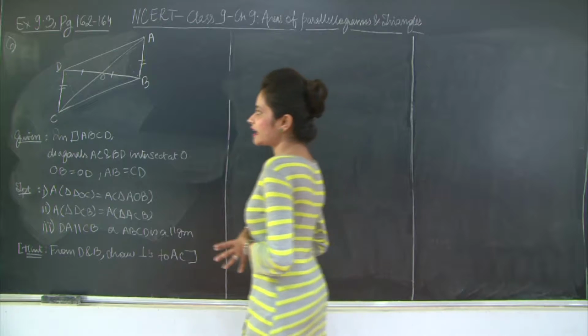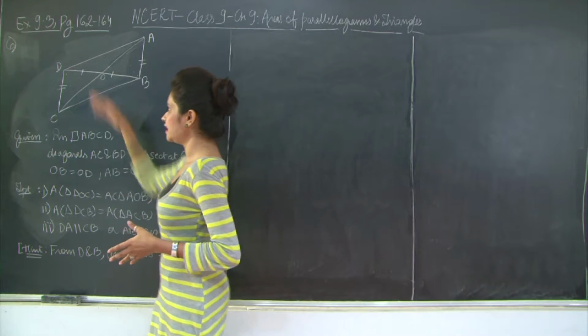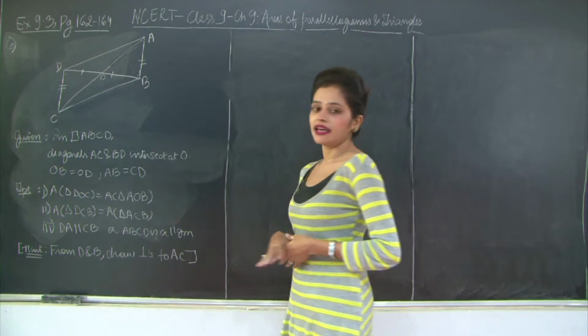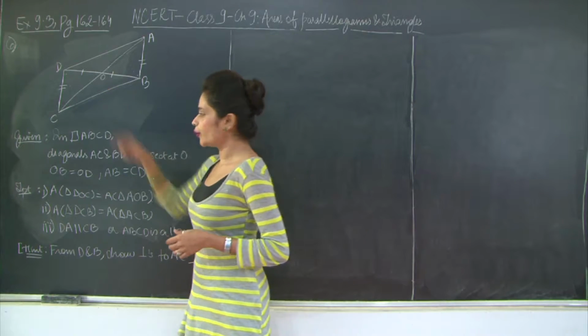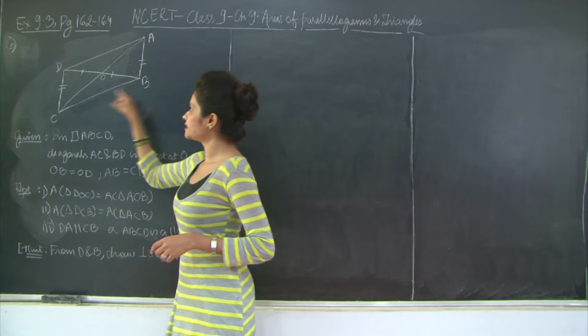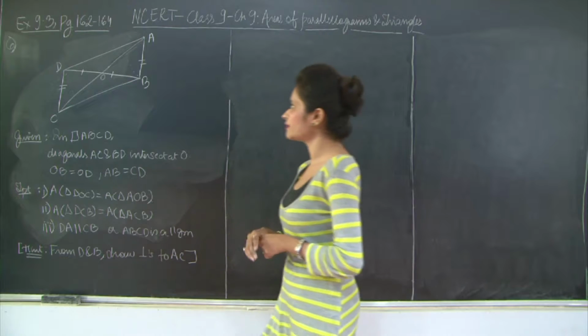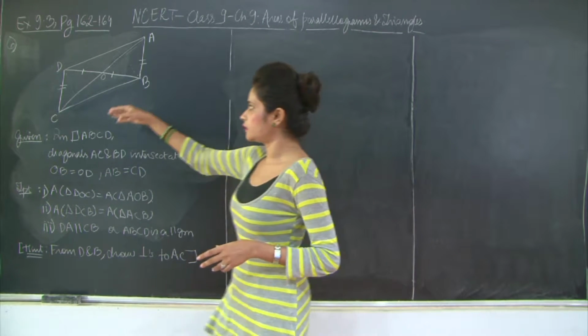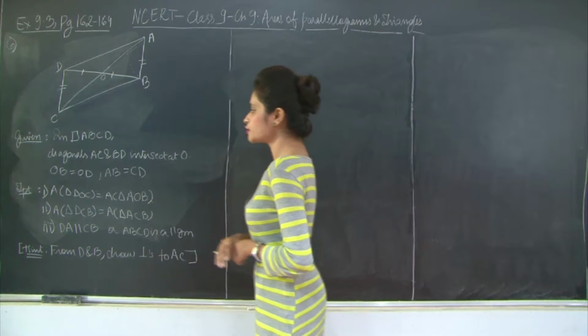Now it's been given that in quadrilateral ABCD, diagonals AC and BD intersect at point O such that OB is equal to OD, and it's also been given that AB is equal to CD. We need to prove three things.